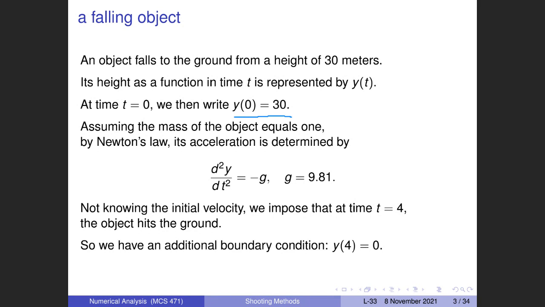So every object is subject to gravity. So we have a second order differential equation. Turning this into a boundary problem means that we want to set up this model so that at time equals 4, the height equals 0. So that's the second condition. So we consider the time interval from 0 to 4. Initially, we start at 30. At the end, we end at 0. So we consider this boundary value problem.